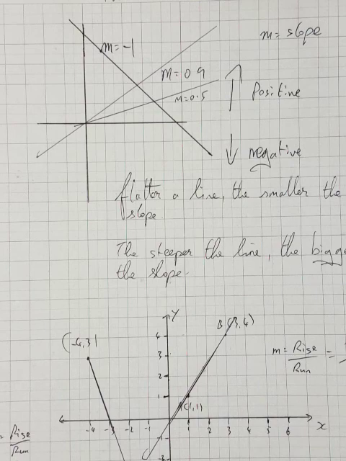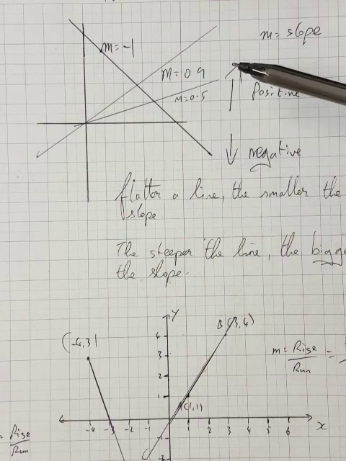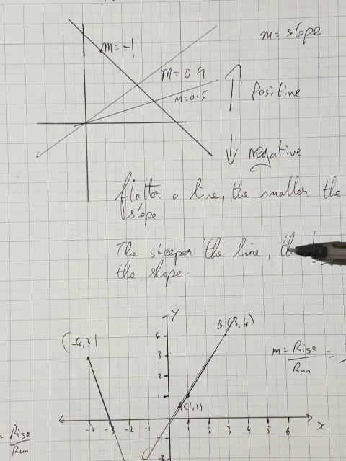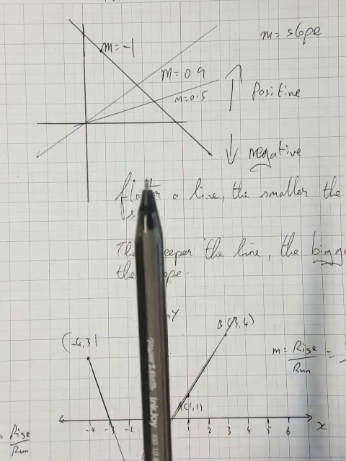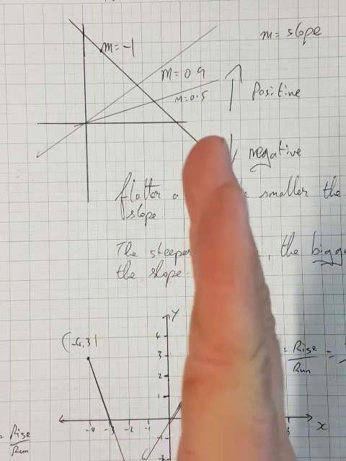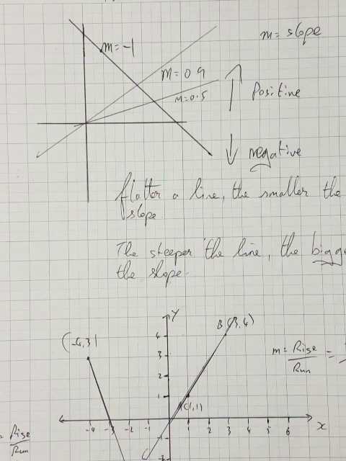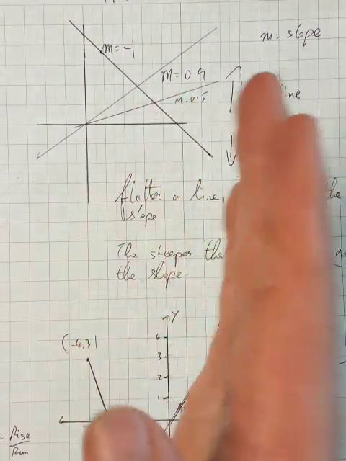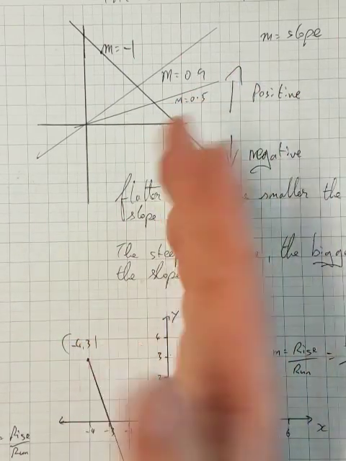Things to remember. The flatter a line is, the smaller the slope value, the closer your slope value is to 0. A flat line has a slope of 0. A vertical line does not have a slope. Its slope is said to be undefinable because basically you're dividing something by 0. If it's completely vertical then it doesn't go left or right at all, and you can't divide anything by 0. So a horizontal line is 0. A vertical line is undefinable. It doesn't have a slope.